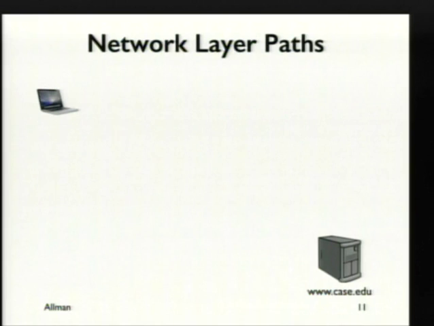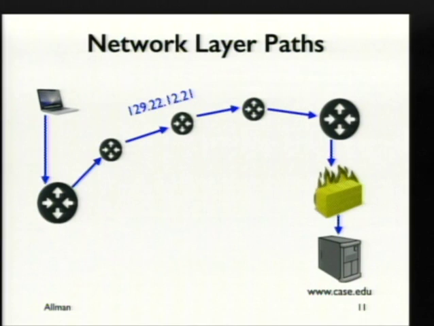My laptop is trying to get to Case's web server down here. And the usual way we think about doing this is we make a DNS request, right? We look up an A record in the DNS. We get an IPv4 address. And that sends some packets. It traverses some routers, maybe a firewall down there, some path between these two machines, right?